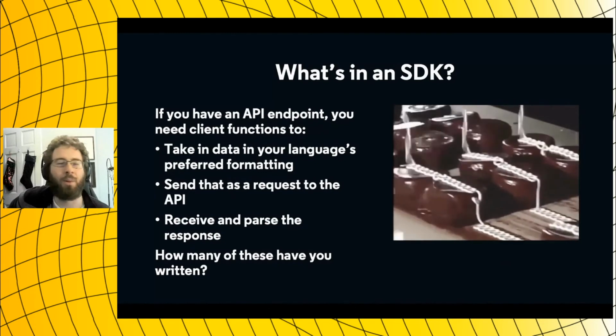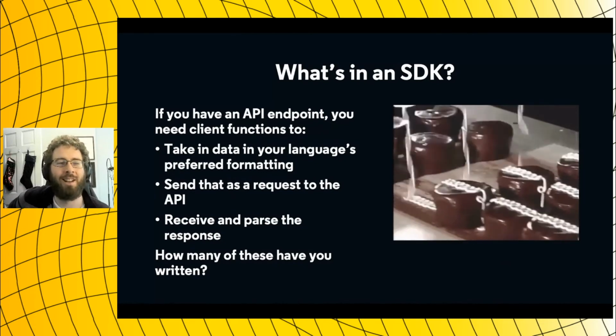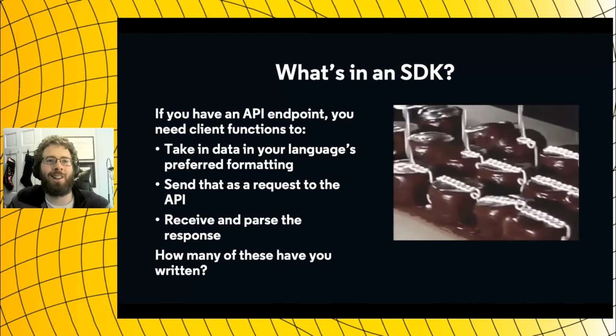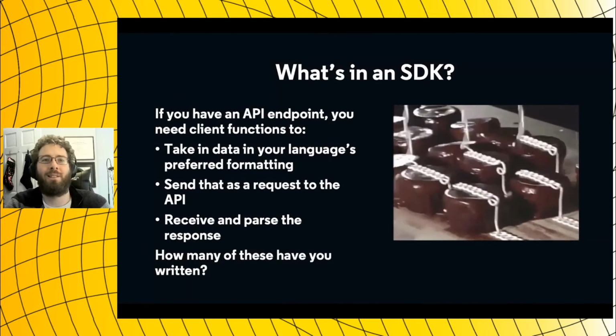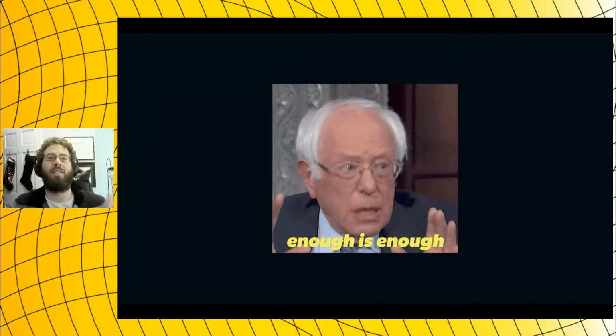So if you're writing it in something like React Native Expo, you only have to do that really once, but what if you're writing it in 4 different languages? How many times are you going to have to write the same darn client function code? It's a pain in the butt. Enough is enough.